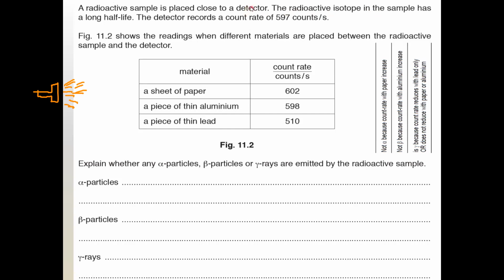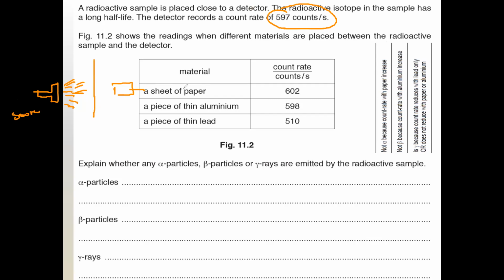The detector records 597 counts, like 597 radiations per second. Figure 11.1 shows the reading when different materials are placed between the radioactive source and the detector. Like this is the radioactive source and this is the detector, and we place different types of medium.